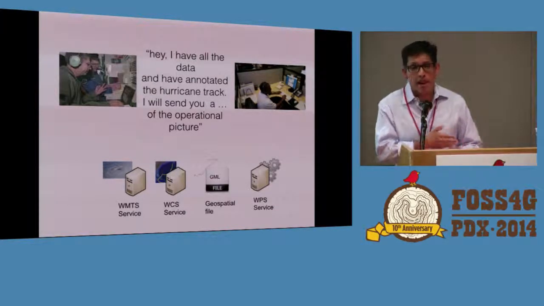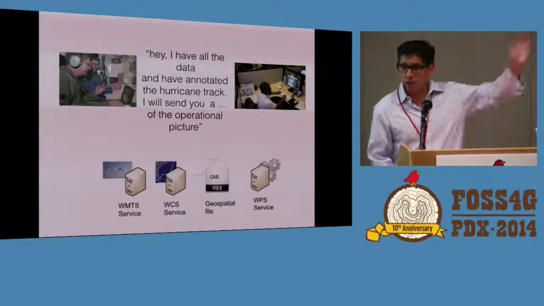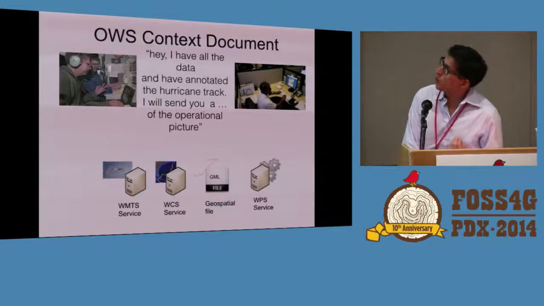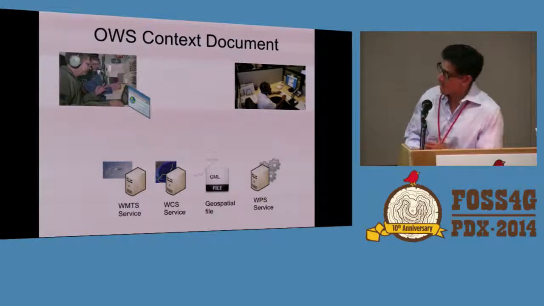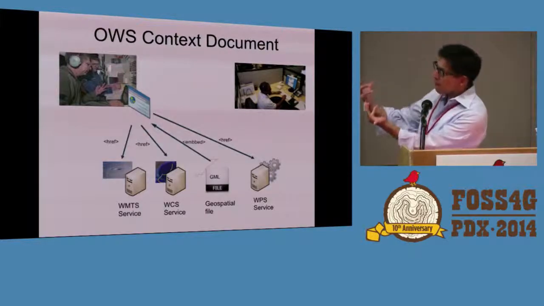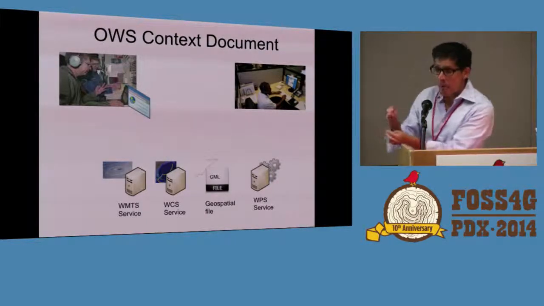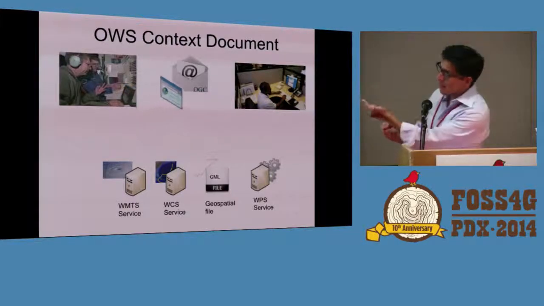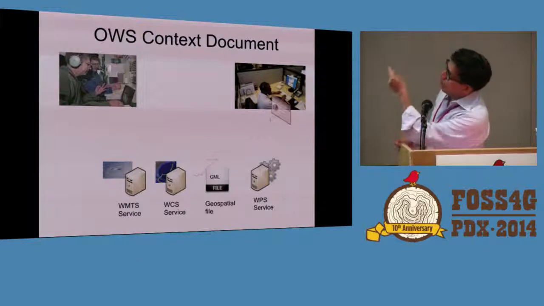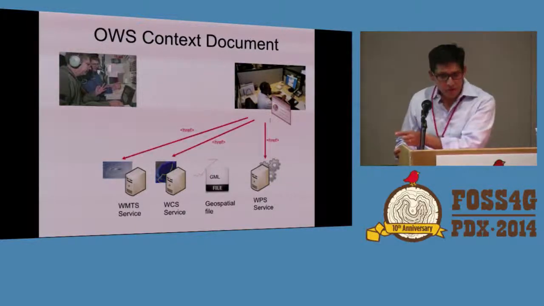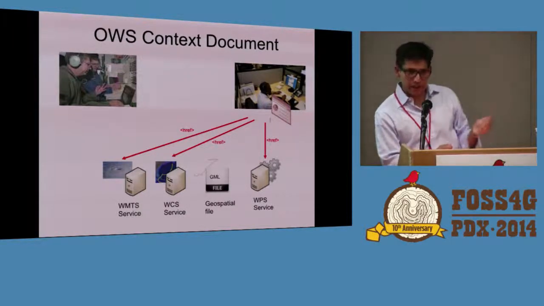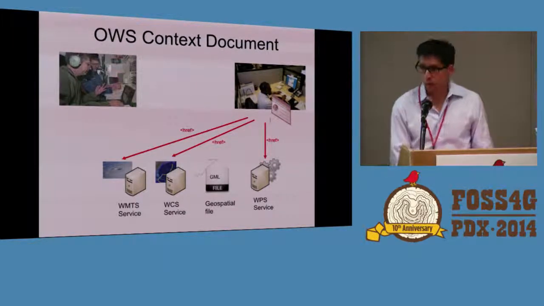Now, previously we had a spec that was called map context. How many of you were aware of that? Okay, so what we're using right now is OWS Context, which is very similar. You have a document that captures all those links, references to the services, and where I actually got the data, plus GML annotations. I can send that file, for example, via email. The other guy gets the file and then is able to open it because you can use the references to get the data. So that's what OWS Context is about.